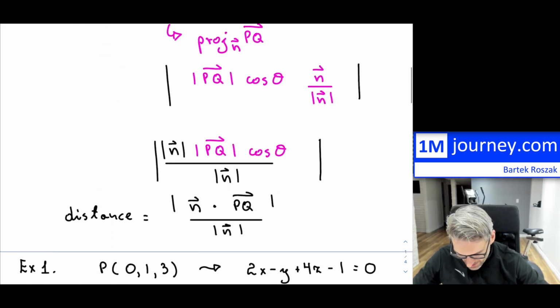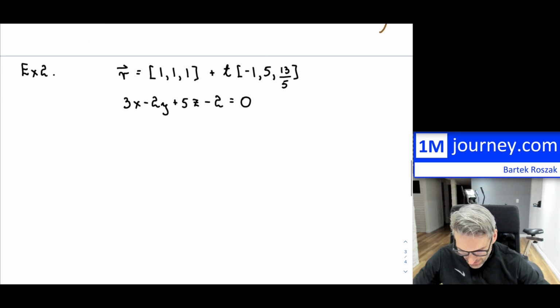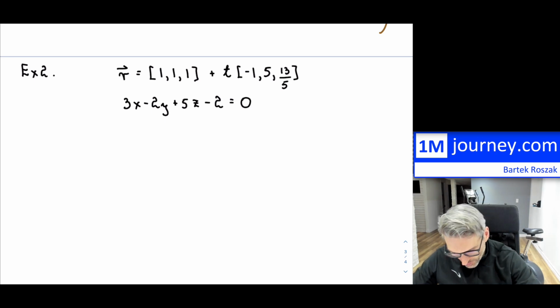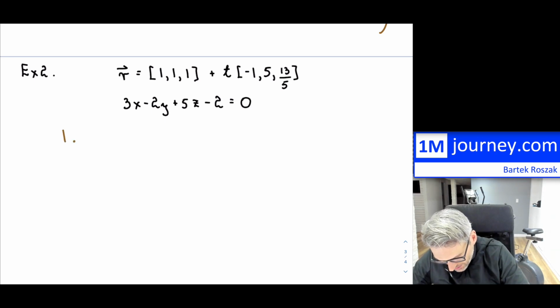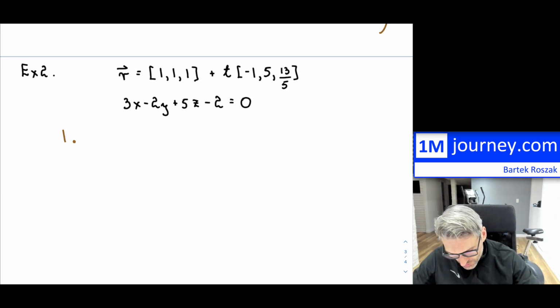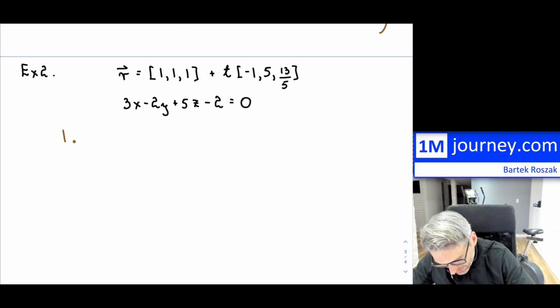So, for instance, let's say that I had something like this. Here's my line, and here's my plane. The first thing that I've mentioned that you should try to do is check if this line actually intersects this plane. So we can do that. I'm going to substitute this back in just to see what this will give me.